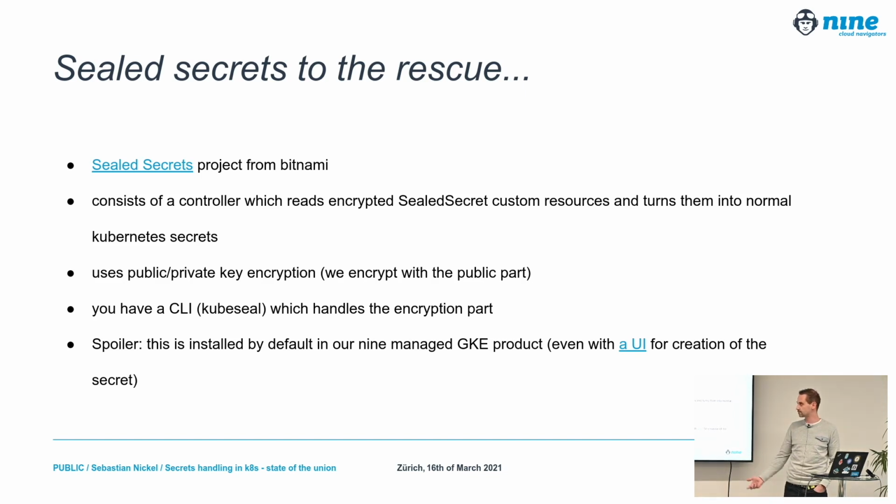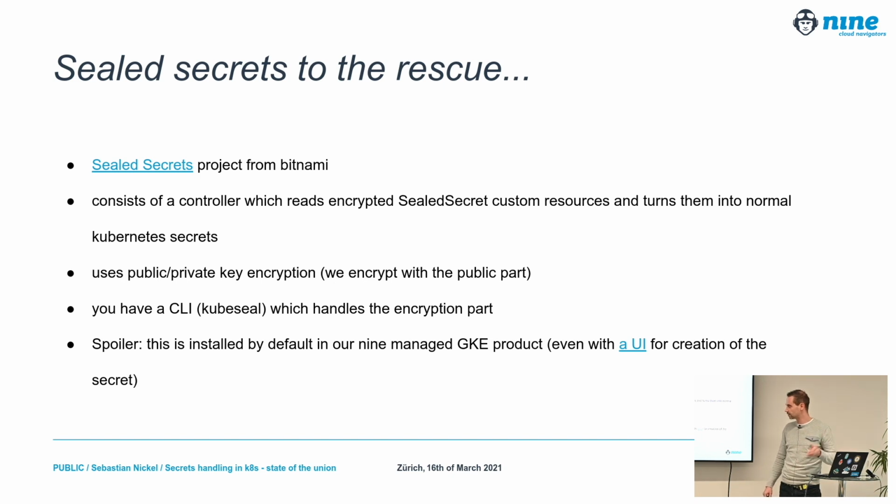The sealed secrets project consists of a controller that reads an encrypted sealed secret. So the sealed secret is a specific kind, a CRD, coming from the project. It reads that custom resource and basically turns that into a Kubernetes secret. So in the end, you will have your Kubernetes secret, but in Git, you will have encrypted content. It uses public and private key encryption. We encrypt with the public part, and the controller knows about the private part and can so decrypt the secret.